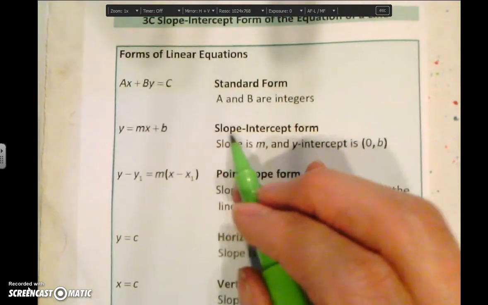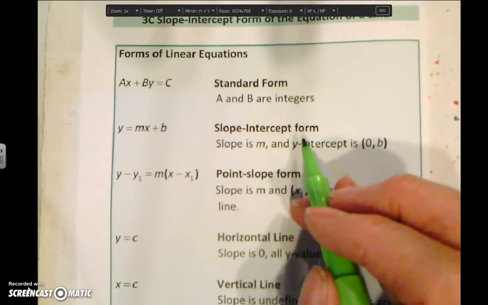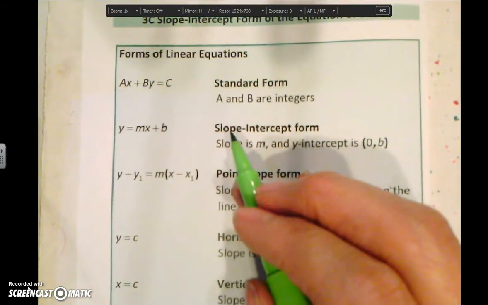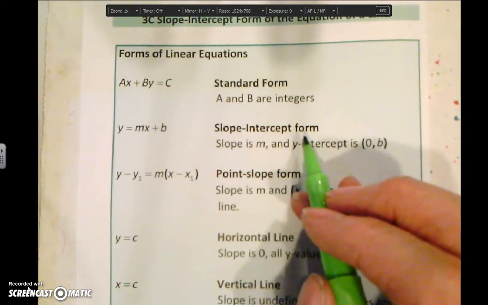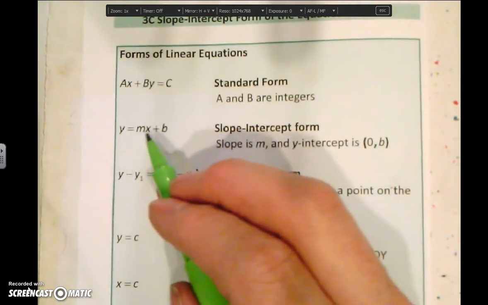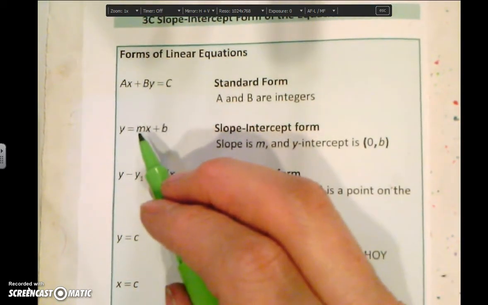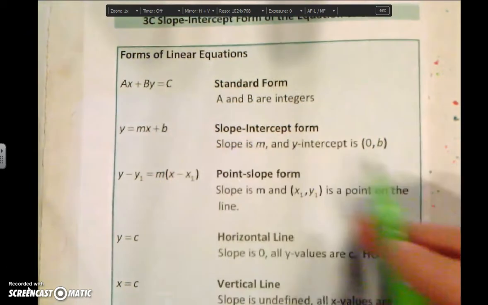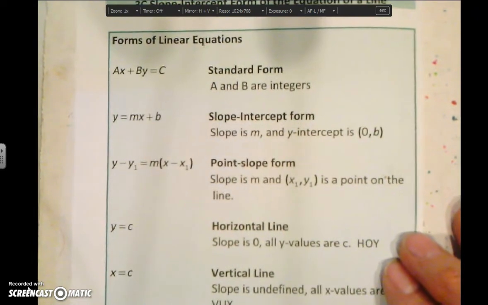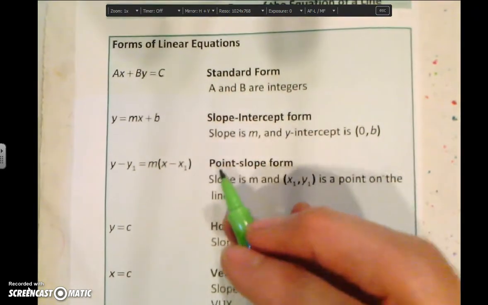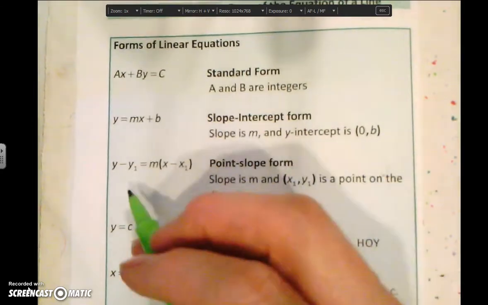Slope-intercept form is one that you often use to graph equations and will sometimes also be asked to leave it in slope-intercept form. So we have y equals mx plus b, where m is the slope and b is the y-intercept, (0, b). Also useful for graphing or writing equations of lines, so often used for writing equations of lines.